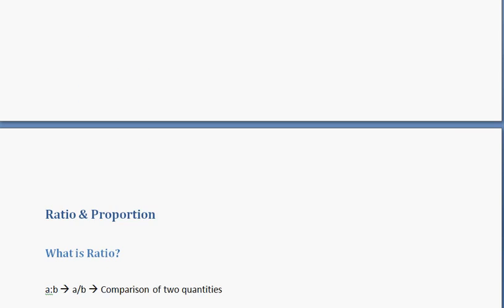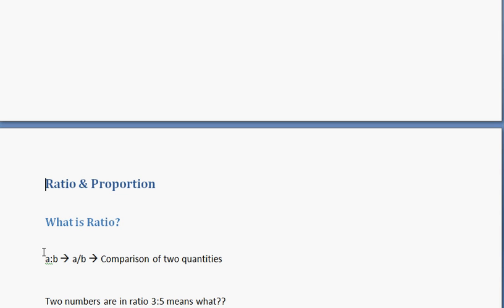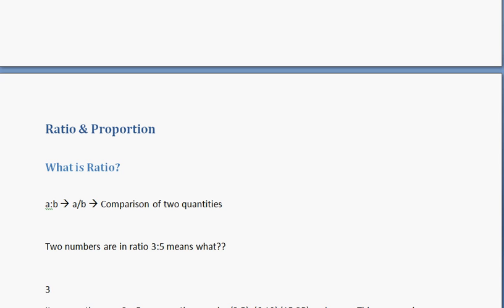So ratio and proportion it is. What is a ratio? A ratio is represented by A colon B, which means it can be written as A by B. It is comparison of two quantities. So it's nothing but comparison of two quantities. So when we say two numbers are in ratio 3:5, what does this mean? This means that if one number is 3, the other number would be 5.